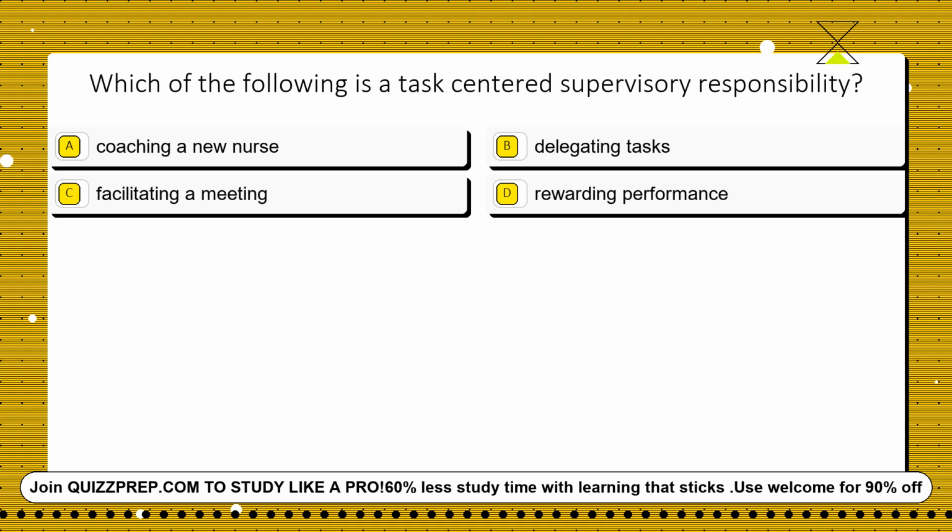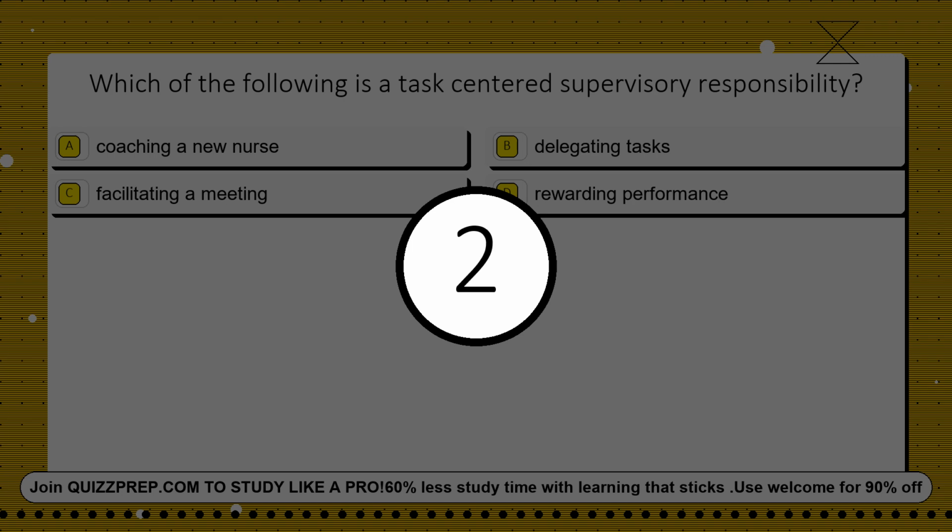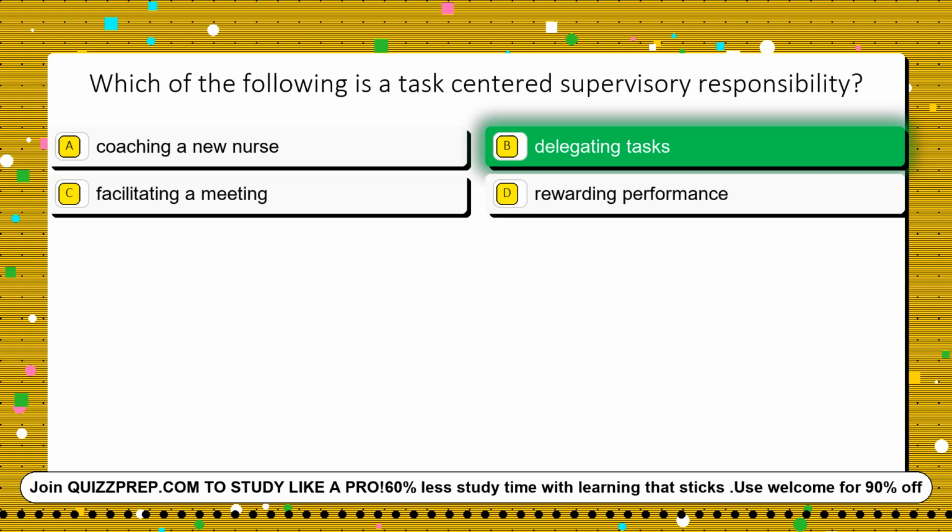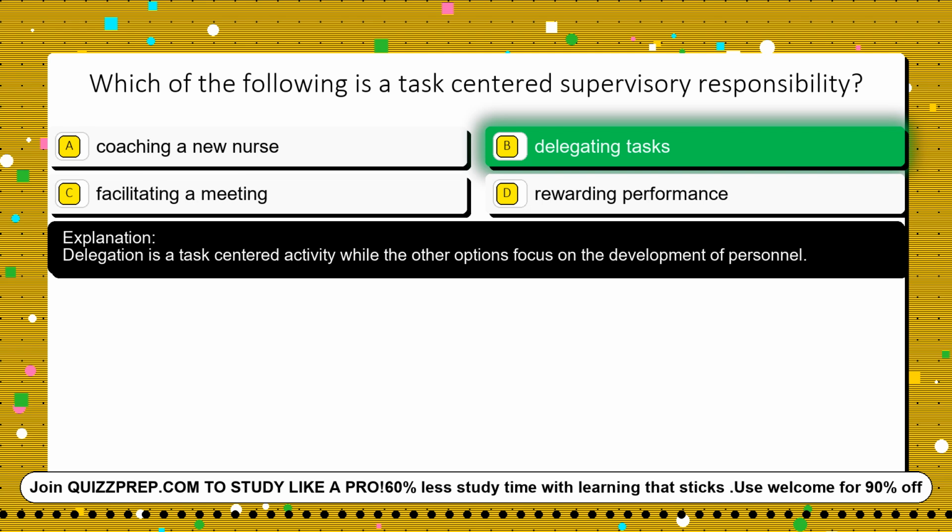Question 68. Which of the following is a task-centered supervisory responsibility? Option A, coaching a new nurse. Option B, delegating tasks. Option C, facilitating a meeting. Option D, rewarding performance. The correct answer is option B, delegating tasks. Delegation is a task-centered activity while the other options focus on the development of personnel.